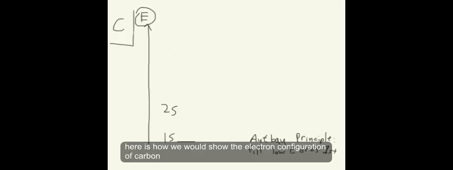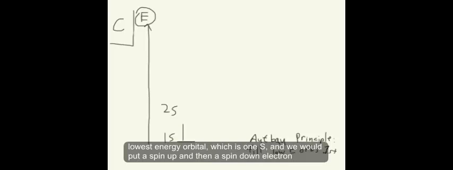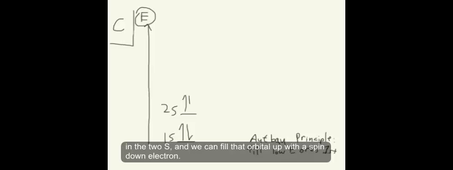Here is how we would show the electron configuration of carbon on the inverted pyramid diagram. We would start with the lowest energy orbital, which is 1s, and we'd put a spin up and then a spin down electron to fill that orbital. The next highest energy orbital is the 2s, so the next electron is a spin up in the 2s, and we can fill that orbital in with a spin down electron.